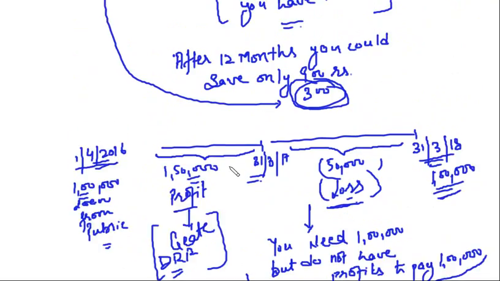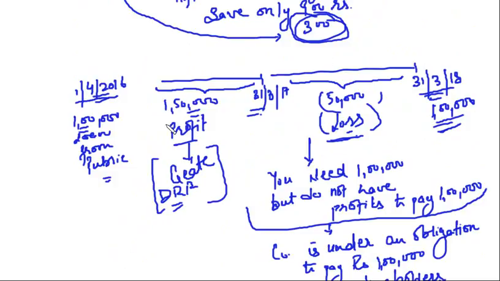Here, you earned a profit of 1,50,000 and on 1,50,000 you created a DRR of 25%. So what is the amount of DRR on 1,50,000? 25%. This comes to 37,500. You created DRR. Right? Okay, I'll draw this again.